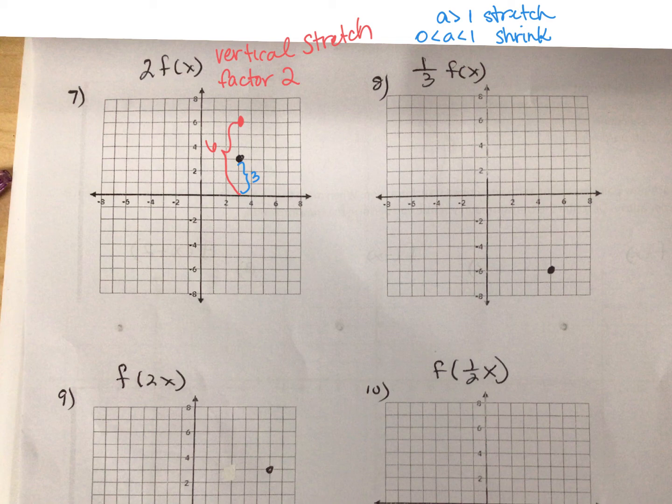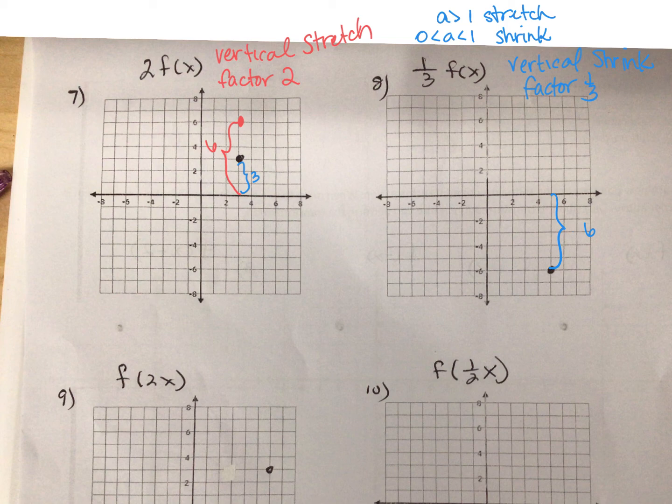Okay. So let's look at 8. Outside is still vertical. What's my factor? 1/3. It's important that we identify the factor and then determine shrink or stretch. So if the factor is 1/3, is it a shrink or a stretch? It's a shrink. That means this vertical distance between the point and the axis, -6, well, the distance is just 6.